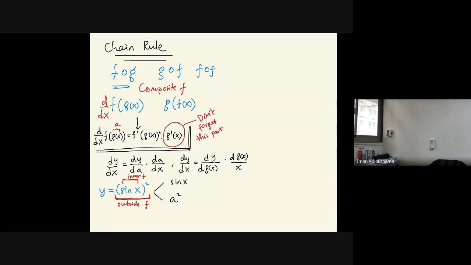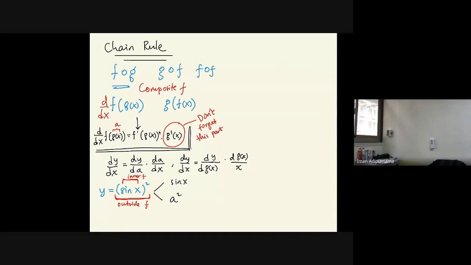Or you can write it in Leibniz notation: dy dx is dy over dA, if g is, for example, just A, and then dA over dx. This is a general point of view to understand the chain rule. But if you are already familiar and can approach the equations directly and derive easily, then just derive directly. That's fine.